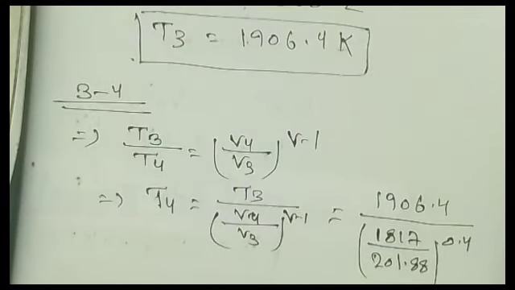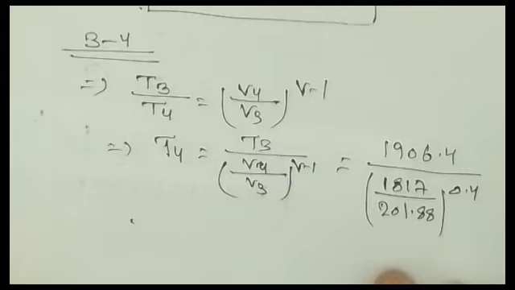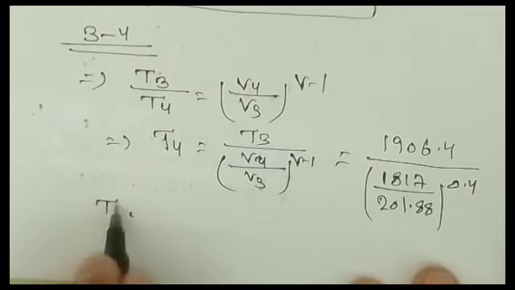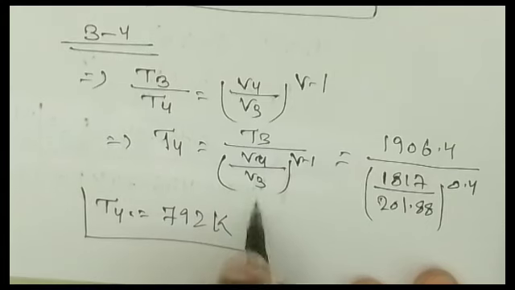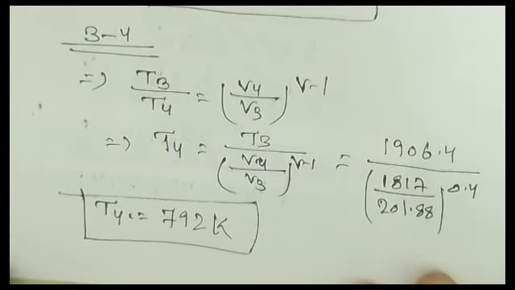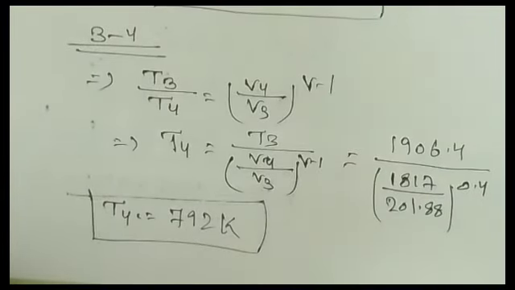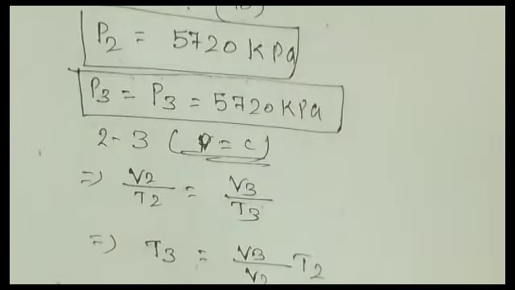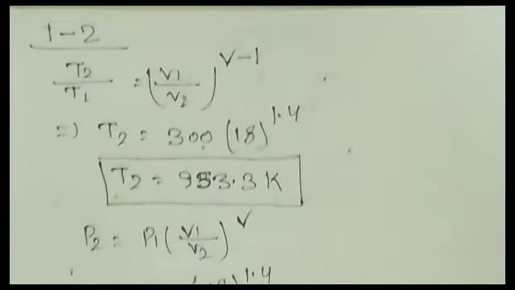So this is what you got. T4 is equal to 792, right? So our T4 is equal to 792 Kelvin. So we got all the pressures and temperatures, even at the cycle points. Right, now you need to find out the work done and efficiency, right?